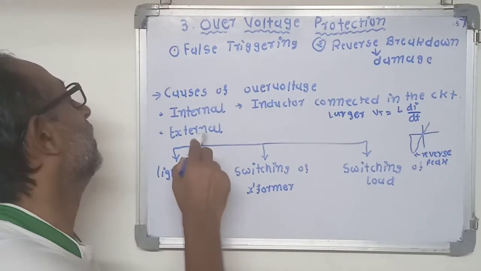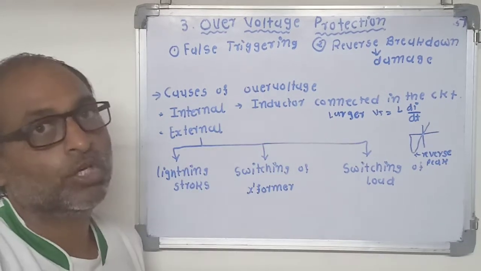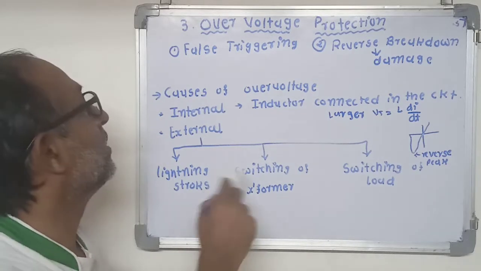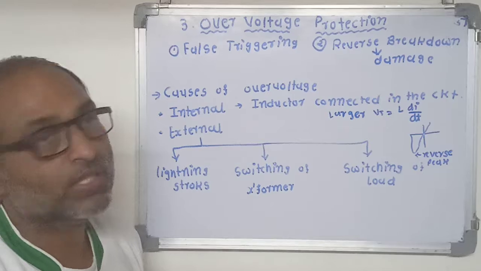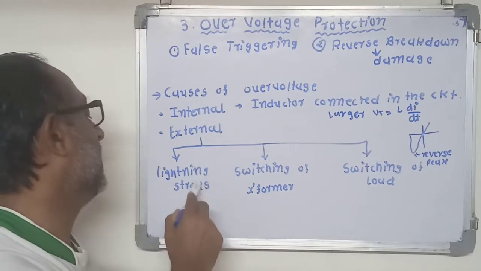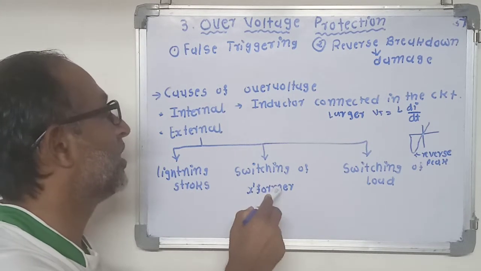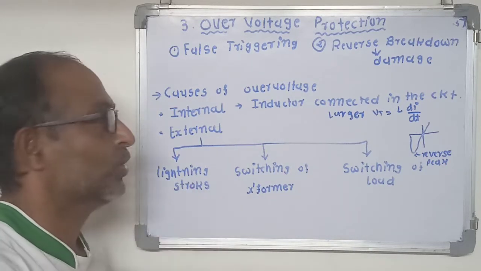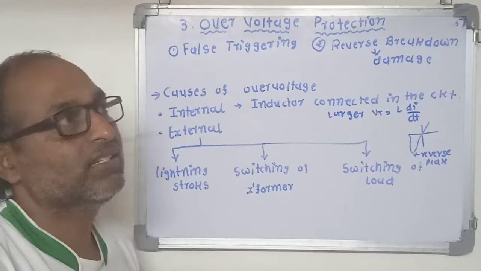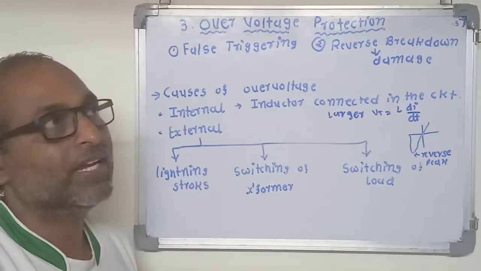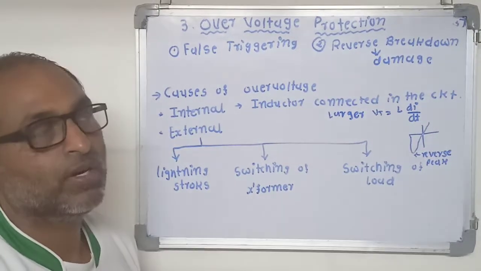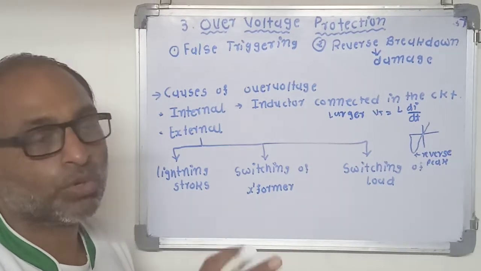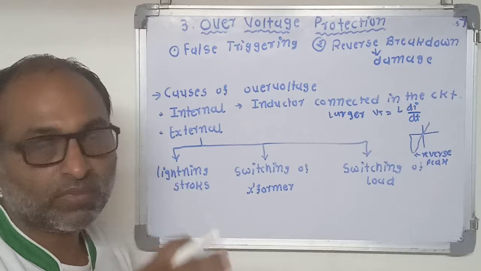Now let's see external over voltage. There are three reasons to develop external over voltage across the SCR: lightning stroke, switching of transformer, and switching of load. First, lightning strokes. When the thyristor system is supplied by an overhead transmission line, a high voltage is produced due to the lightning stroke on the overhead lines.